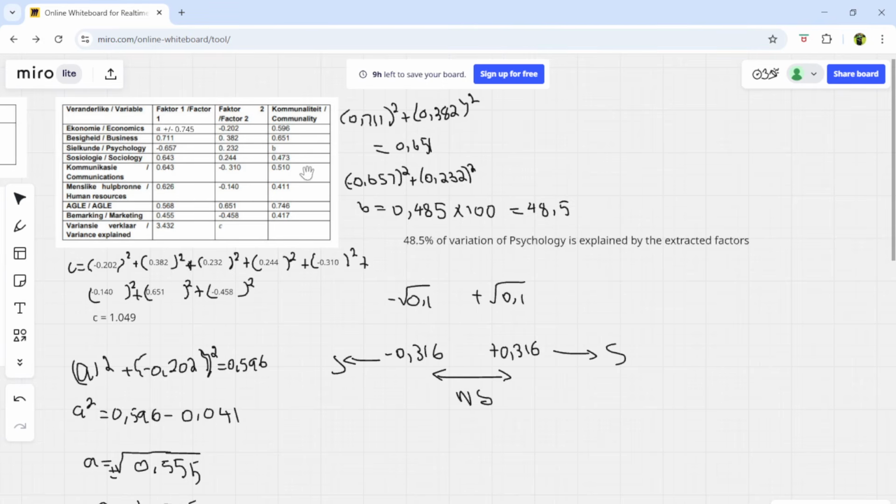If this is the table that they give to you and say this was after rotation, then you want to say no, the rotation was not successful because there are still variables that are complex, or there are still variables with more than one significant factor loading.